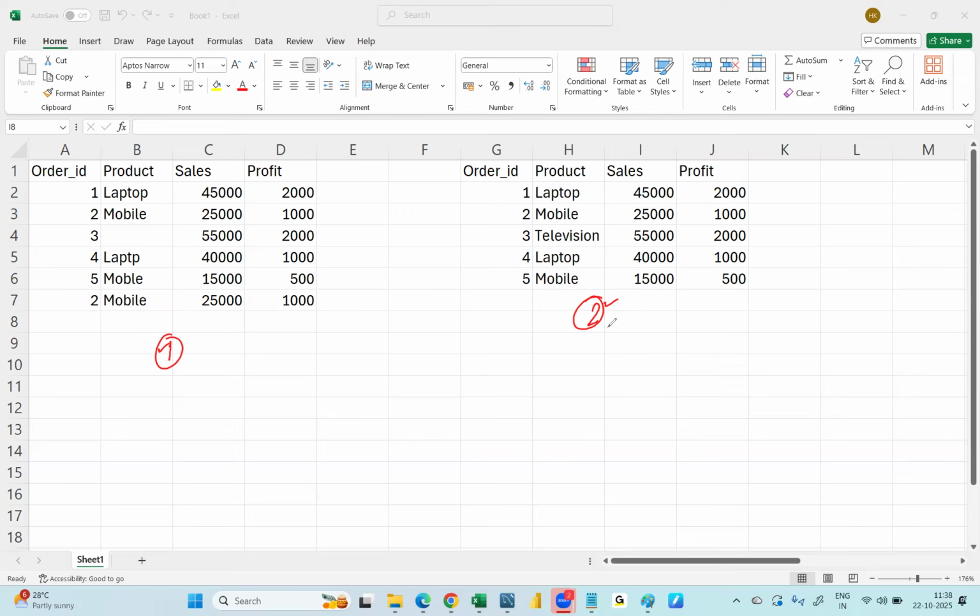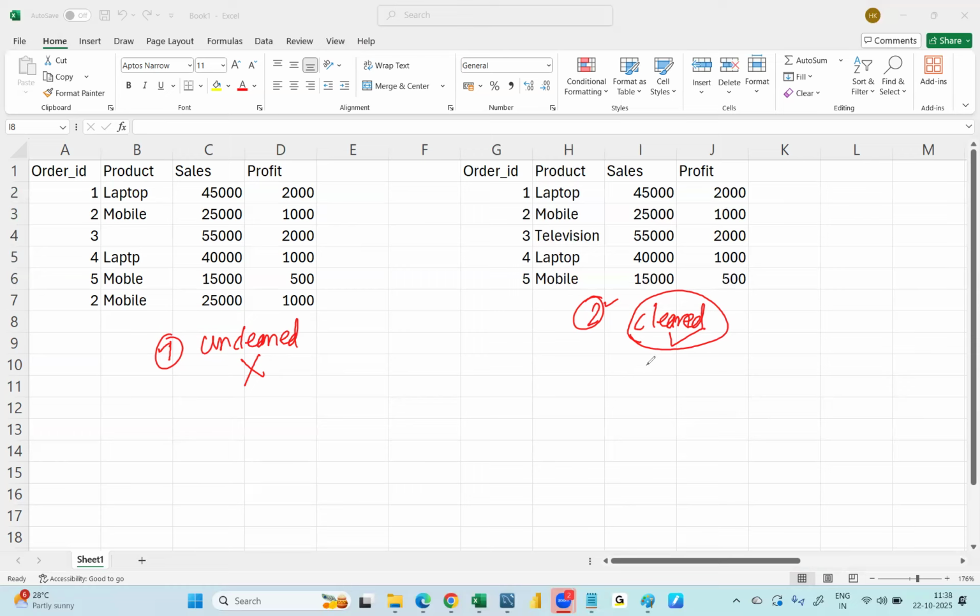So table number 2 is the ideal one. It's a clear-cut, direct answer: table number 2. The reason is what? The first one is uncleaned data, and this is cleaned data. Always we need to use the cleaned data for performing the analysis. Don't use the uncleaned data. Always use the cleaned data. That is the first important point.